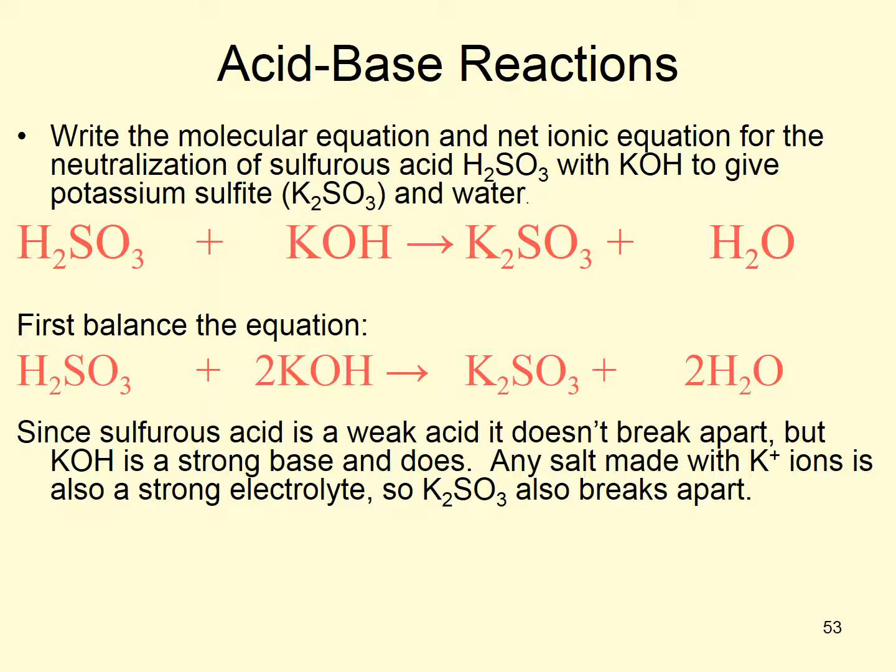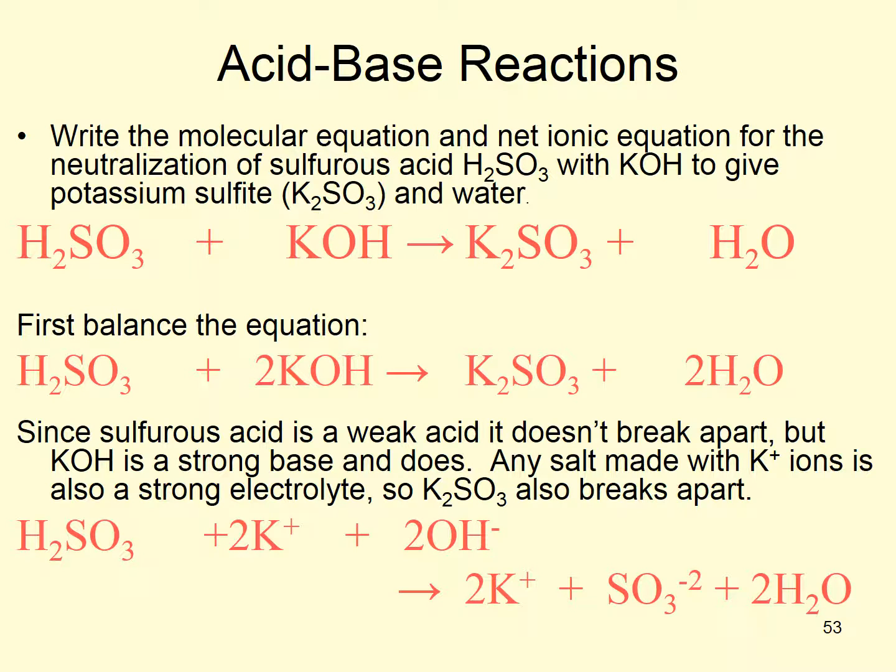K2SO3 is a salt made with K plus ions, and we know that according to our solubility rules, all potassium compounds are soluble. So we do know that the K2SO3 will break apart. And then we know that water as a liquid will stay together. Don't forget that the 2 has to come in front of the K plus because there's 2 Ks and 1 SO3. So now you can see it. The H2SO3 stays together, the 2K plus, 2OH negative. And then on the right, we have 2K plus, SO3 negative 2, plus H2O.